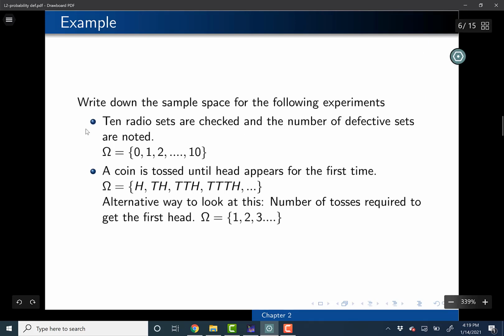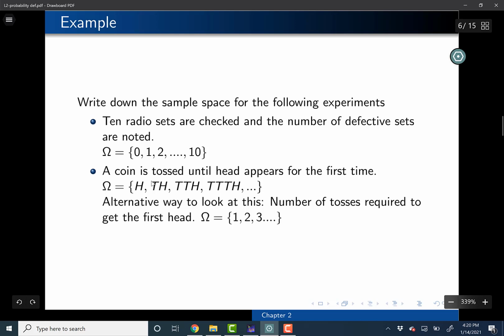For the first example, this is what the sample space looks like. Remember, in each experiment, we are checking all of the 10 radio sets and counting the number of defectives. The number of defectives can be 0, that's when all of them are working fine. Or the maximum number can be 10, that is all of them are defective. So omega takes all of these integers between 0 and 10.